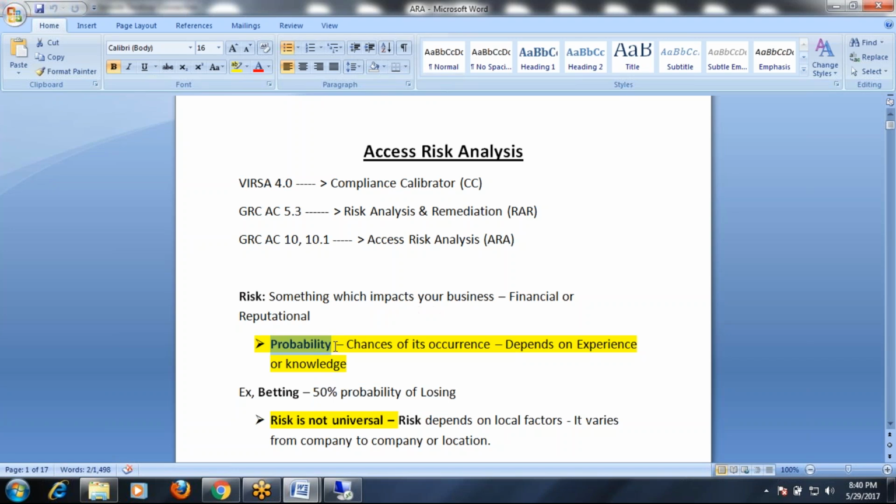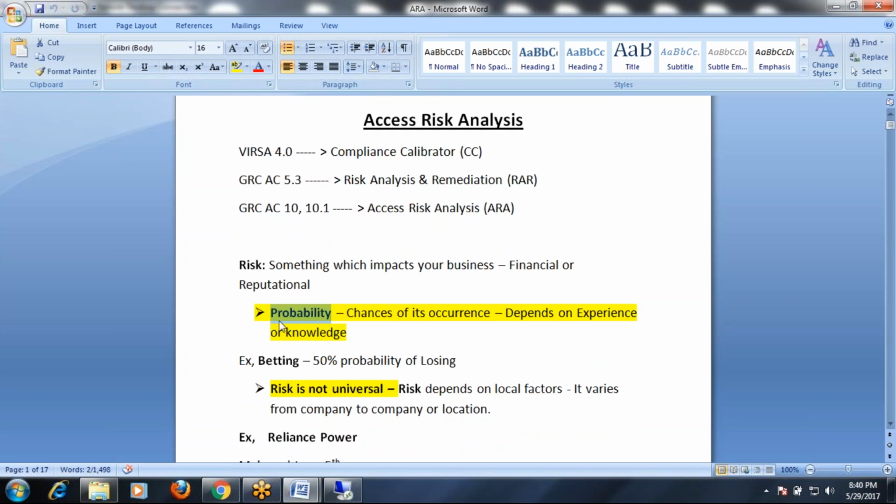Basically, if you have proper knowledge of your business, how to run it, and what risks it faces, you can take steps to decrease the occurrence of those risks. That is what I mean by probability. Probability depends on the experience or knowledge you have of that particular business or area. So this is one characteristic.